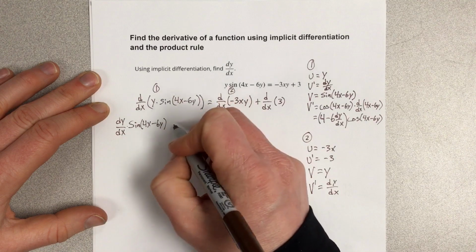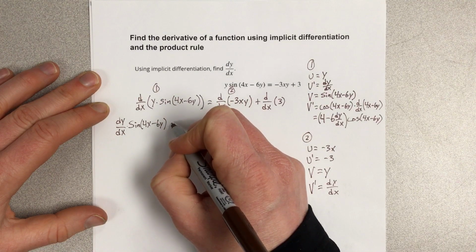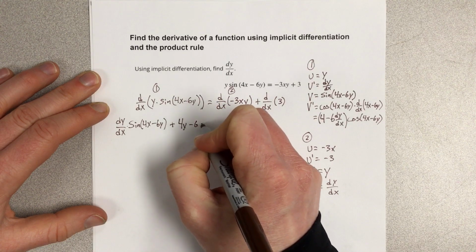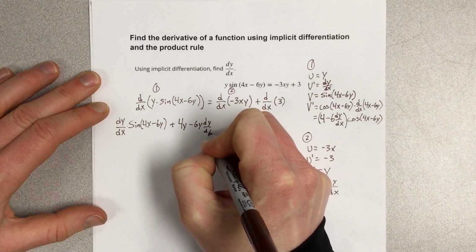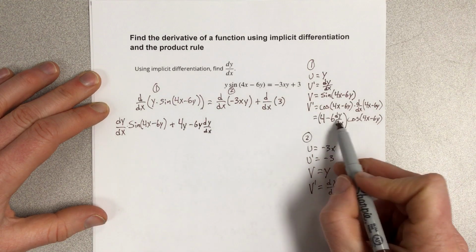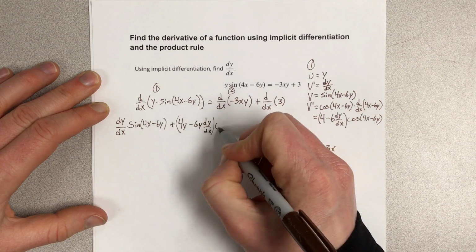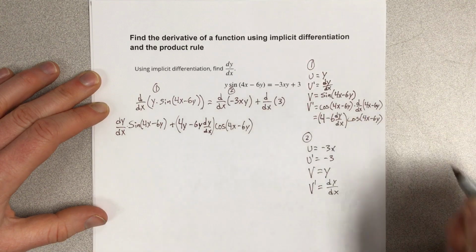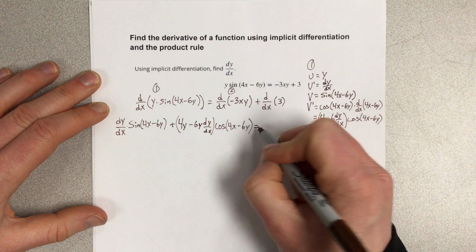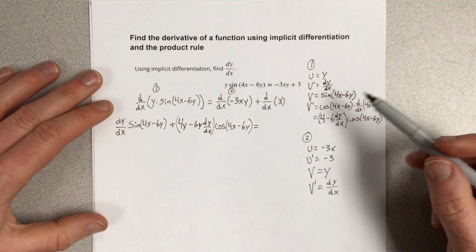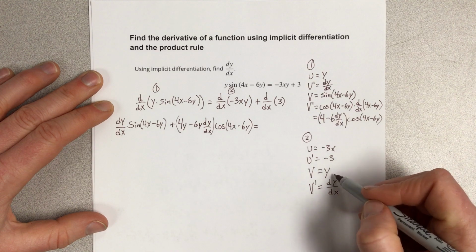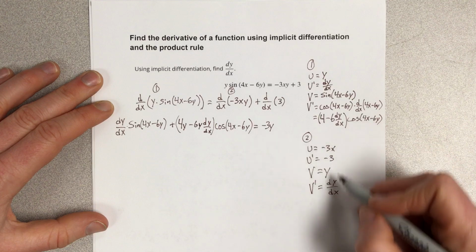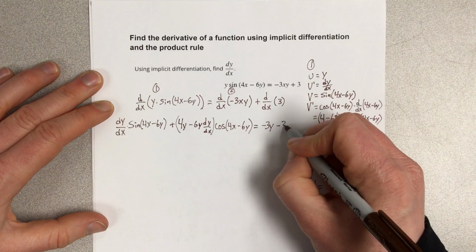So I'd end up with plus 4, I'm going to distribute the y, so it'd be 4y minus 6y dy/dx. When I distribute that y to each term there, cosine of 4x minus 6y is going to equal, so that's the derivative of the left side, that's the product rule. Derivative on the right side, we have negative 3y, and then plus, well actually minus, because negative 3x times dy/dx, we'd have minus 3x dy/dx.